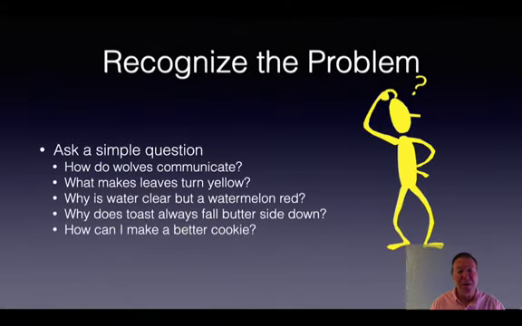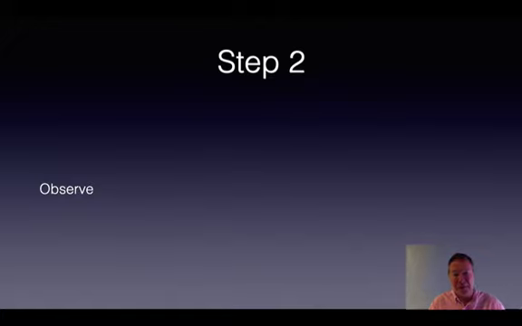Ask a question. Like, how do wolves communicate? What makes leaves turn yellow? Why is water clear and watermelon red? Why does toast always fall butter side down? And the question we're going to look at today is, how can I make a better cookie? All right, those are questions. I haven't done any research, unless you count me eating the cookie and going, I think I could do better than this. But that's the first step, recognize the problem.